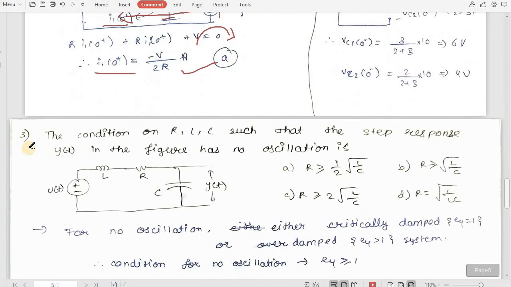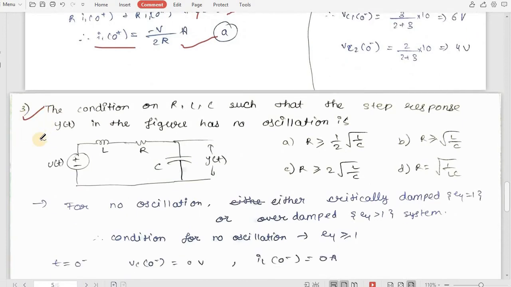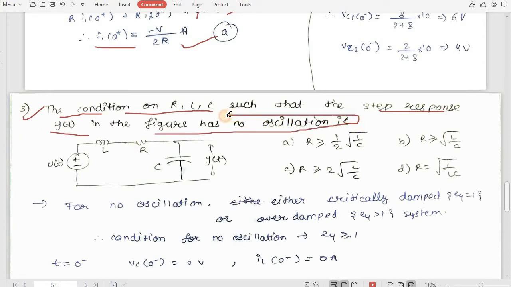Okay, now let's see this third question where we are given with the condition of our system and we have to get the condition for our RLC. Okay, so in this question, we are given that the condition on RLC is such that the step response y(t) in the figure has no oscillation. Okay, so if you read this question carefully, we are given with the type of system where there is no oscillation. Okay, and we have to get the condition of this RLC from the options, and the circuit is here. Okay, so for all this type 3 questions, we are going to use our Laplace transform only.